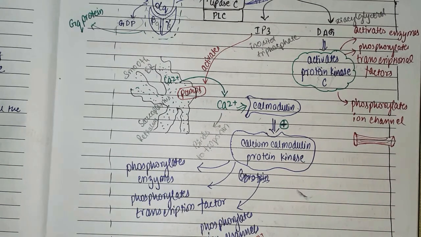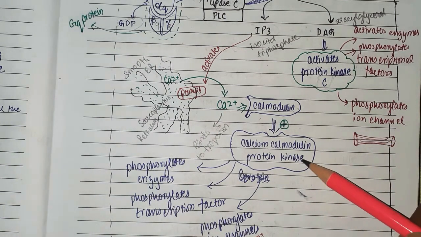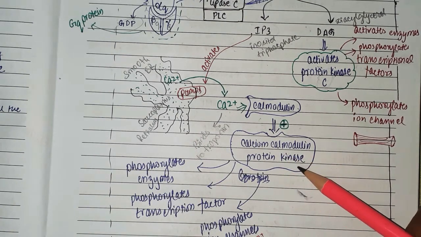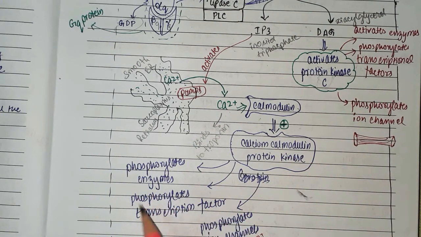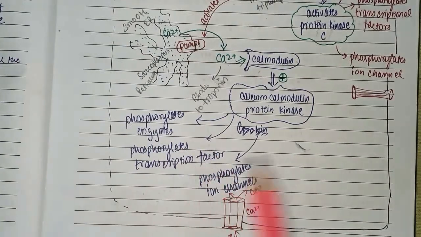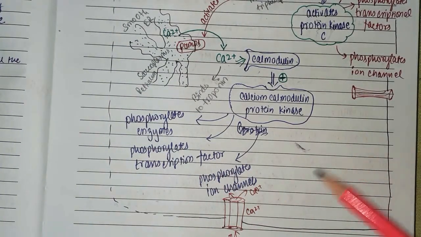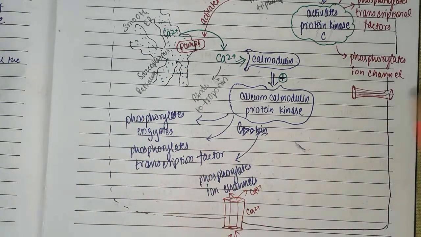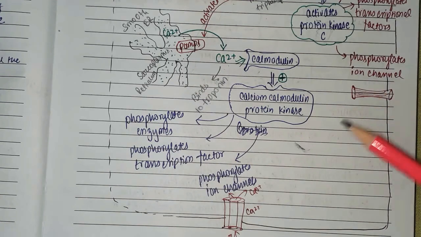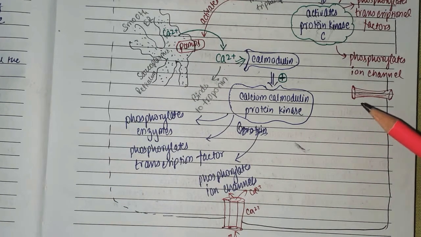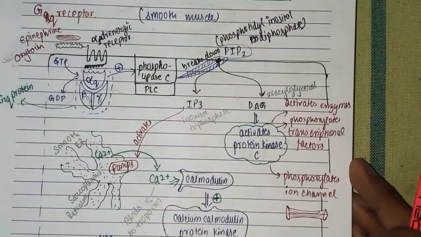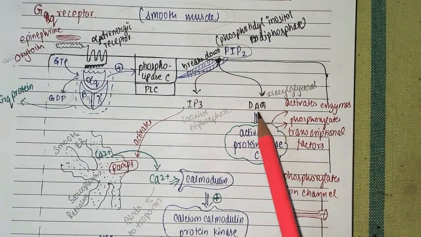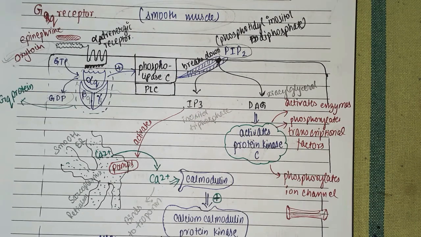This is a type of protein kinase, and this calmodulin protein kinase can phosphorylate enzymes, it can phosphorylate transcription factors, it can phosphorylate ion channels, and like other protein kinases, it has various roles. And all these things, phosphorylated enzyme, phosphorylated transcription factor, phosphorylated ion channel, can bring about certain metabolic changes in the cell. And another component of PIP2 is DAG or diacylglycerol.